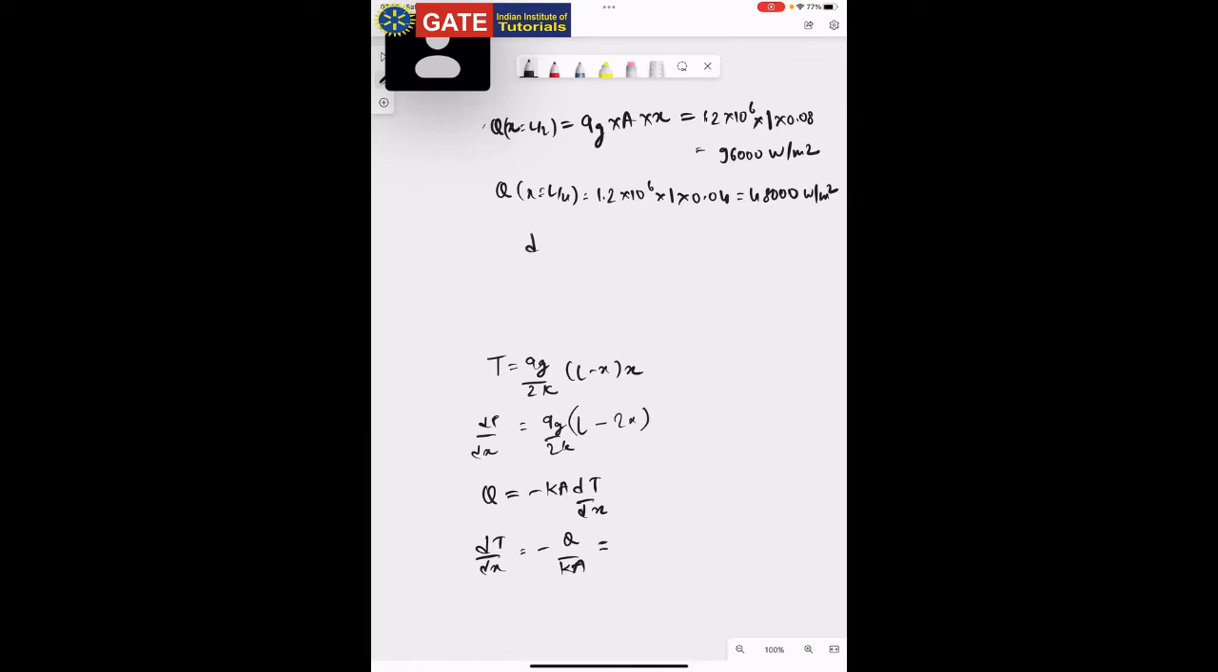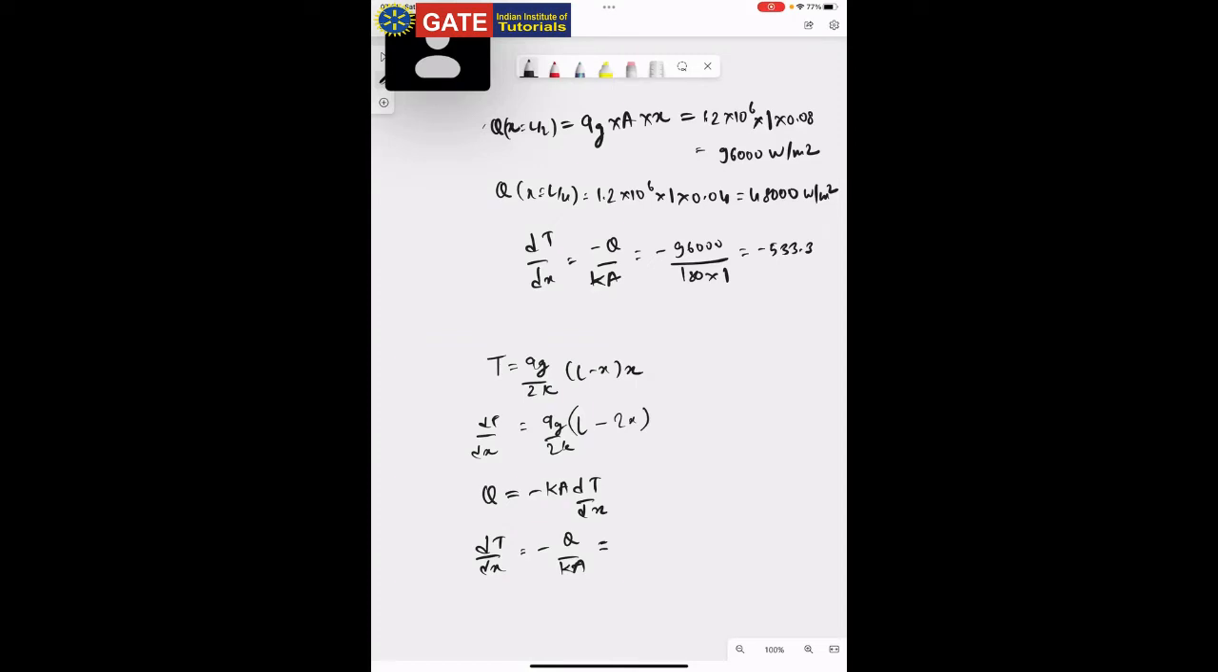And now your dT by dx is defined as minus q by kA. So to find dT by dx at x equal to L by 2, your q value was 96,000, so this is minus 96,000 divided by k. What is the value of k? 180. And then per unit area. So this will be some value, divided by 533.3, and it will be minus.